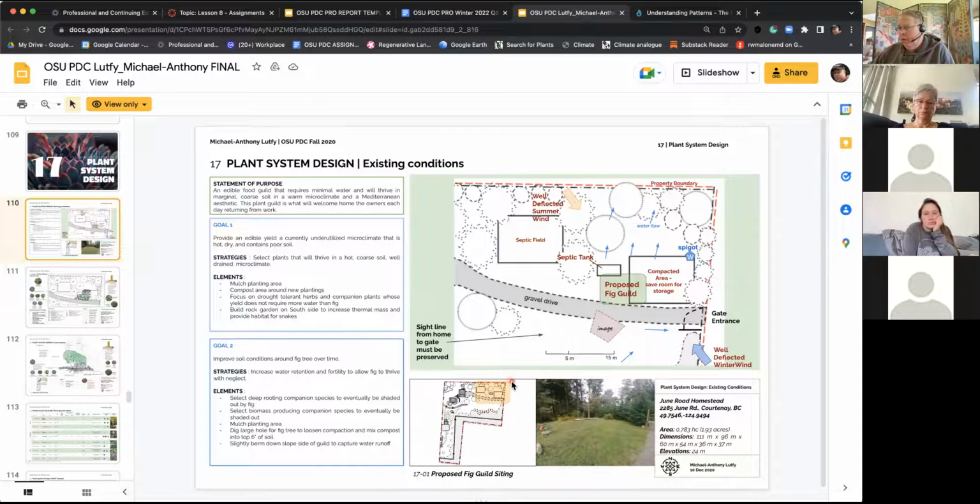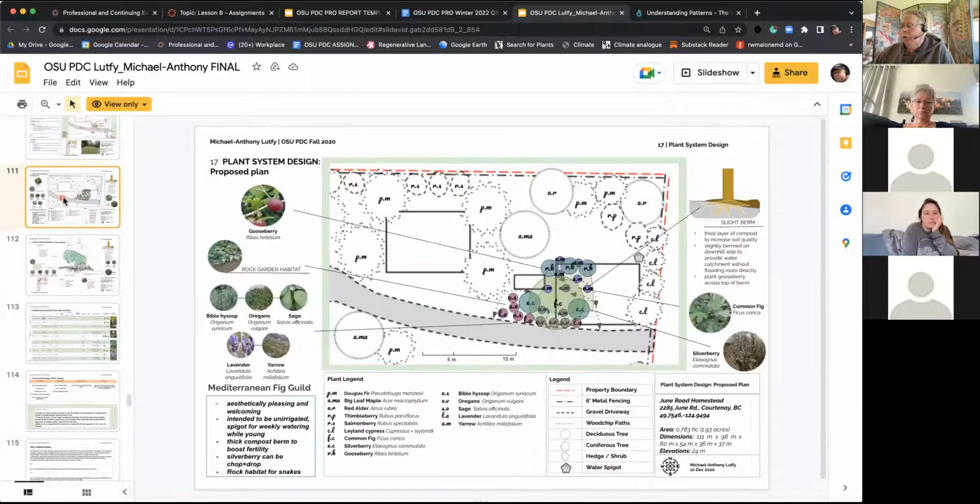So the base plan has a little polygon around it that's highlighted. So that is their proposed fig guild. And this is that area currently. So this would be really just all about existing conditions, what's going on there. And then the next sheet, we're going to look at the proposed planting.